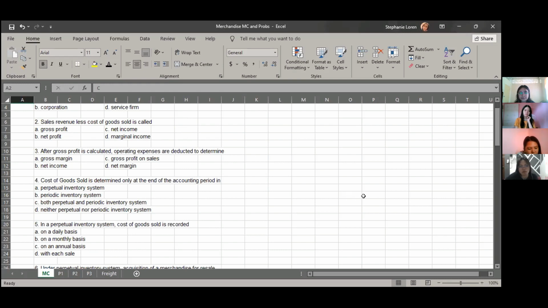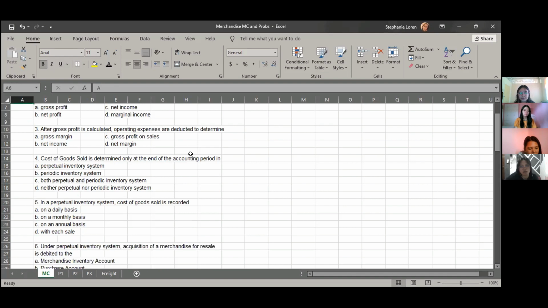Sales revenue less cost of goods sold is called letter A. Gross profit. Ayun. So next number. After gross profit is calculated, operating expenses are deducted to determine A, gross margin, B, net income, C, gross profit on sales, or D, net margin. So after gross profit is calculated, operating expenses are deducted to determine A, gross margin, B, net income, C, gross profit on sales, or D, net margin.